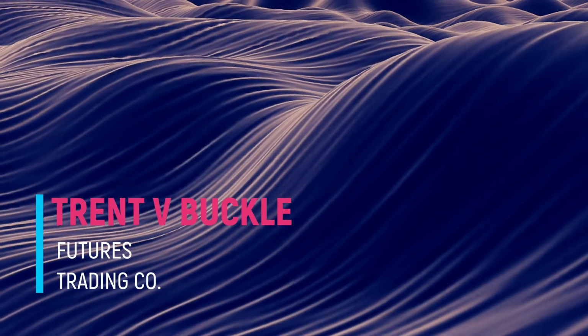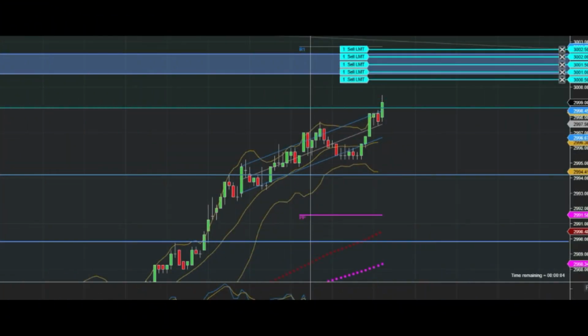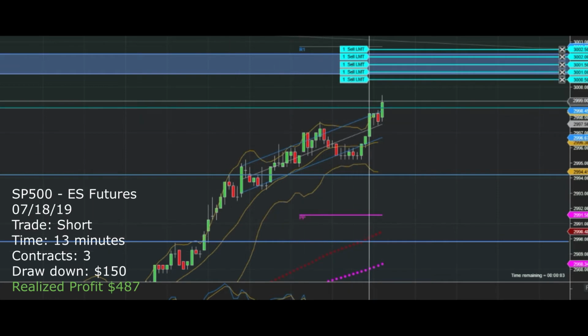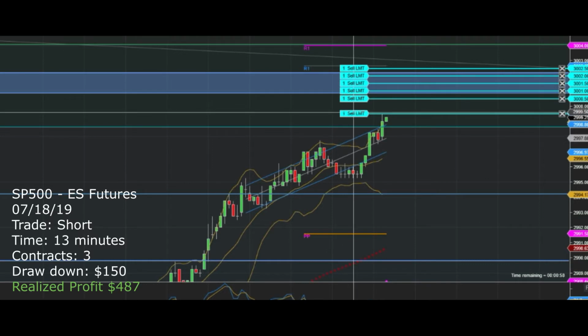Okay, let's look at some real-time trades here. All right, here we go. Looking to build a short position as the price action spikes upwards.